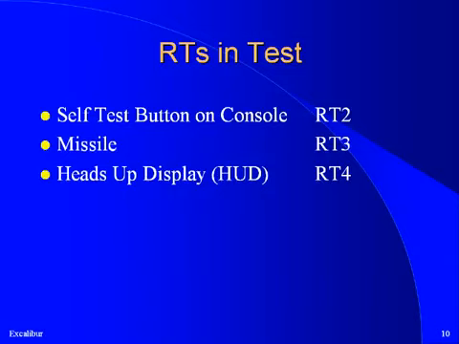Now let's give names to the various devices in our scenario. The button that the pilot presses to initiate the self-test we'll call RT2. The missile being tested we will call RT3, and the display that the results are reported on we'll call RT4.